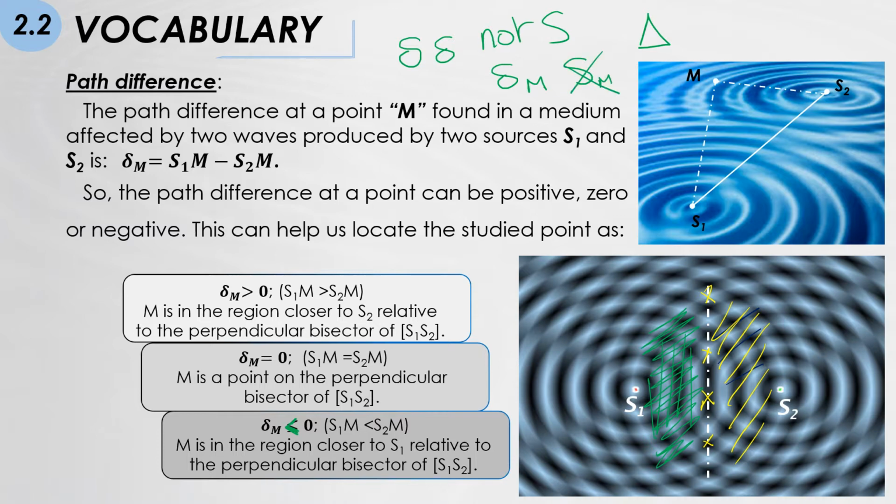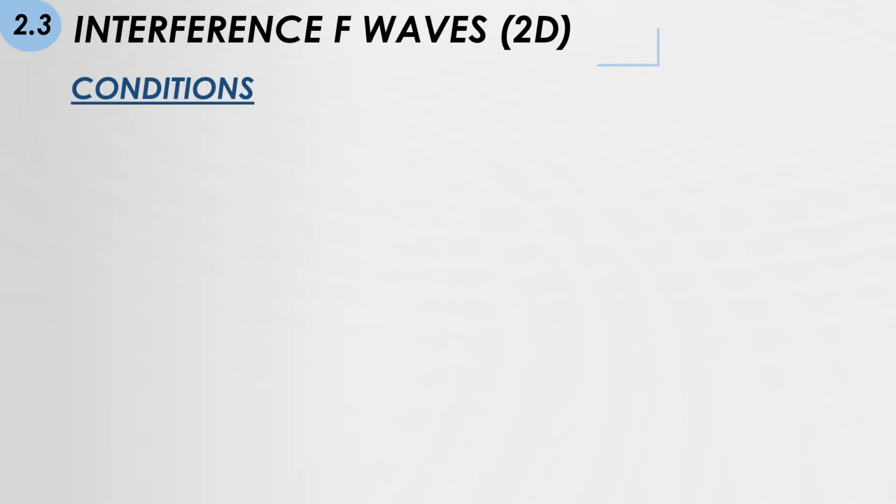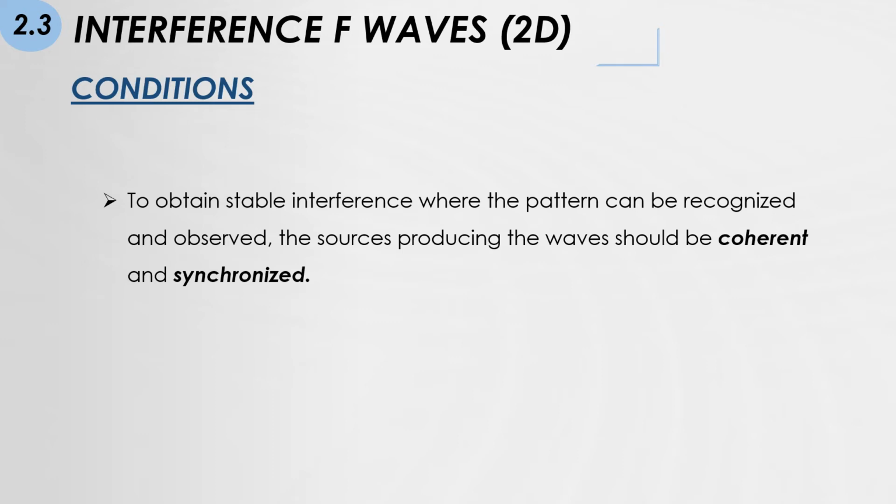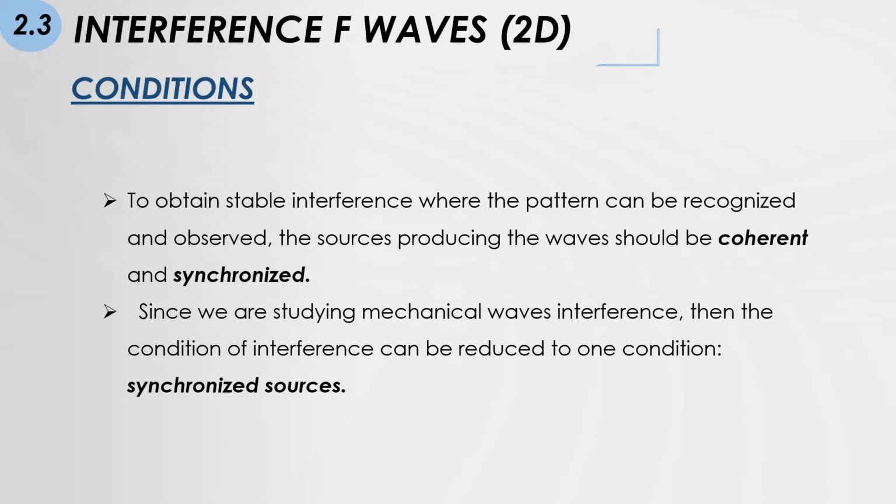Okay, let's move on. Now, in order to study interference and the pattern of interference that you have seen in the experiment, we need to have stable interference, in which if waves overlap in a certain way, that way will not change. In order to obtain stable interference, where the pattern can be recognized and observed clearly, the sources producing the waves should be coherent and synchronized. Don't forget that coherent and synchronized with mechanical waves are inseparable. Therefore, with mechanical waves, we can reduce the two conditions to become one, which is the sources should be synchronized.